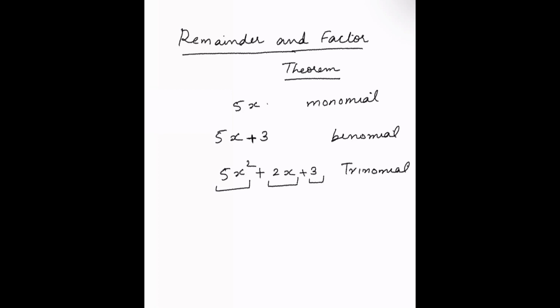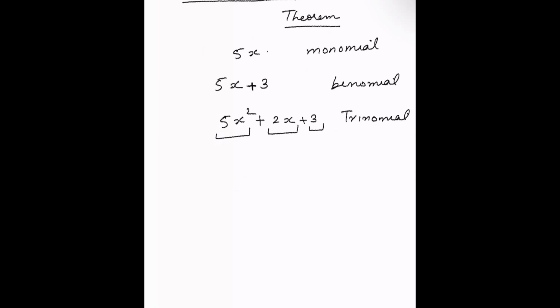In this chapter, what you are going to learn is, if I say f of x is equal to 5x square plus 2x plus 3, this is a polynomial. So 5x square plus 2x plus 3 is a polynomial, and we call this f of x. f of x is a polynomial in x.